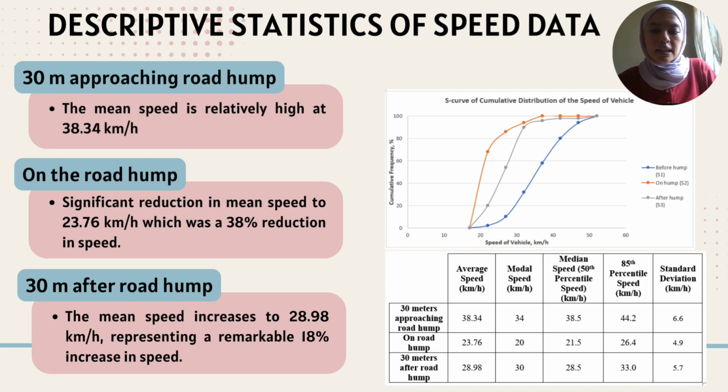On the hump, there's a 38% reduction in mean speed to 23.76 km per hour, reflecting a more uniform speed profile. Moving to 30 meters after the hump, there's an 18% speed increase to 28.98 km per hour with a standard deviation of 5.7 km per hour, which indicates that most vehicles are speeding after the road hump.